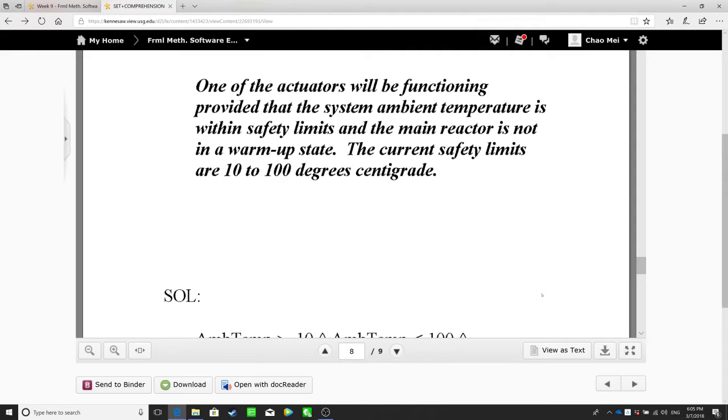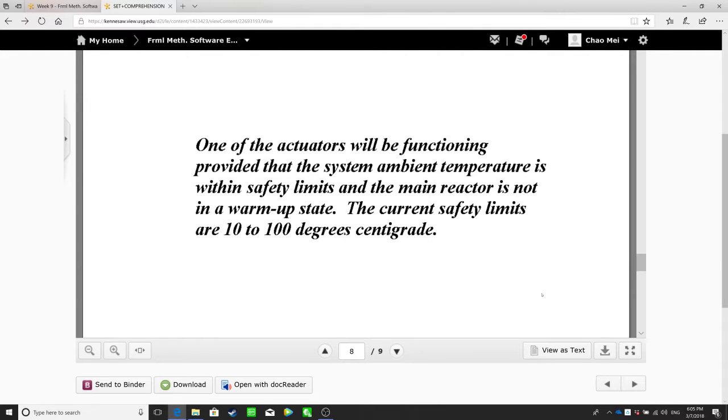Okay, let's continue with this one. This is a little bit harder, longer. One of the actuators will be functioning provided that the system ambient temperature is within safety limits and the main reactor is not in a warm-up state. The current safety limits are 10 to 100 degrees centigrade.